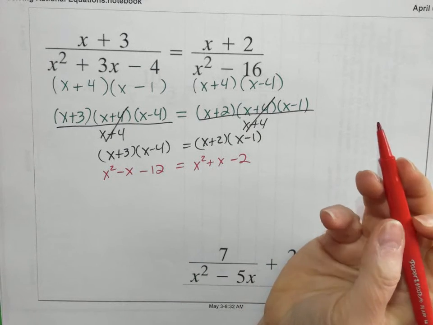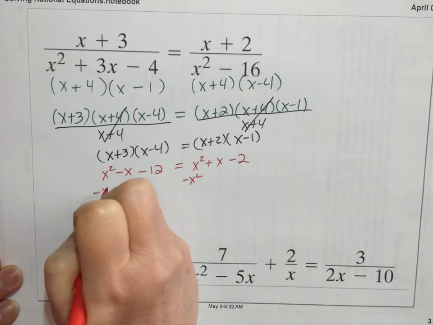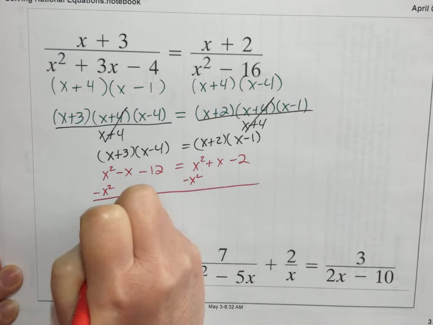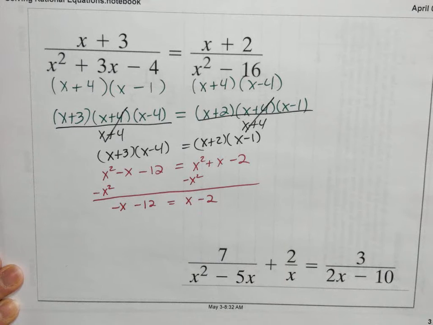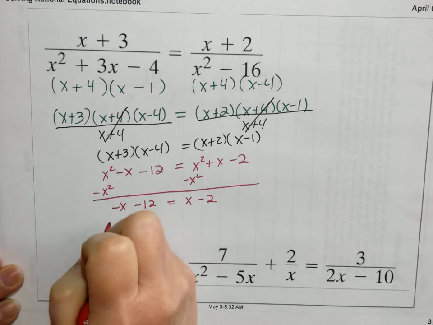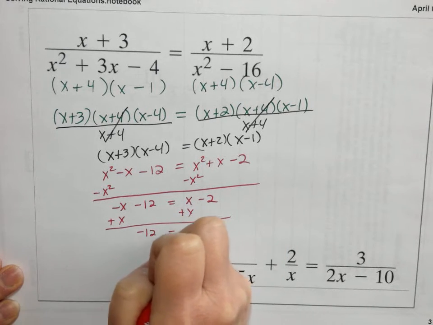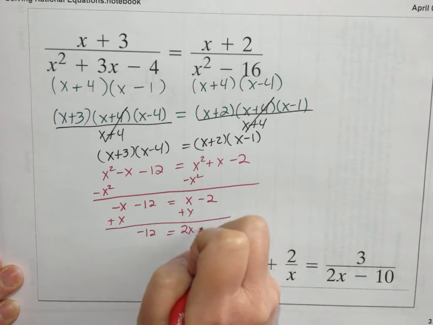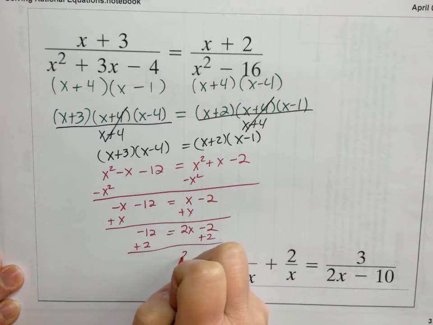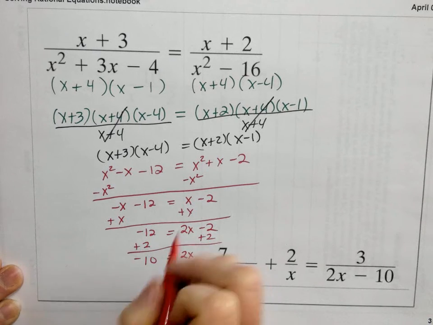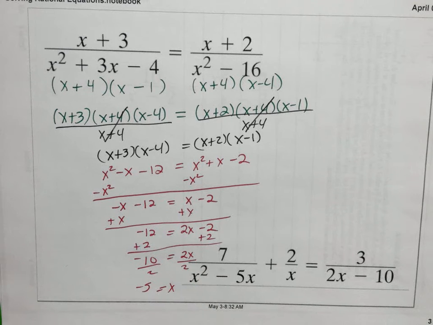Okay, I have bunches of x's going on here, so let's do some math. Let's subtract x squared. Now I have negative x minus 12 is x minus 2. Probably should add the x. So I have negative 12 is 2x minus 2. I better add the 2. So 2x is negative 10. Divide that by 2. I get x is negative 5.